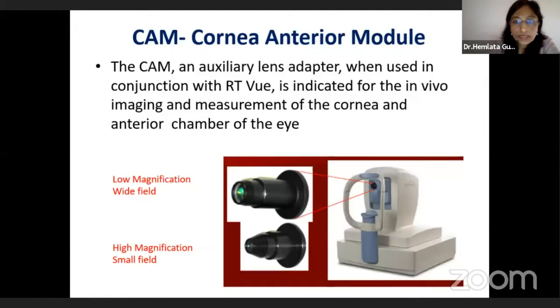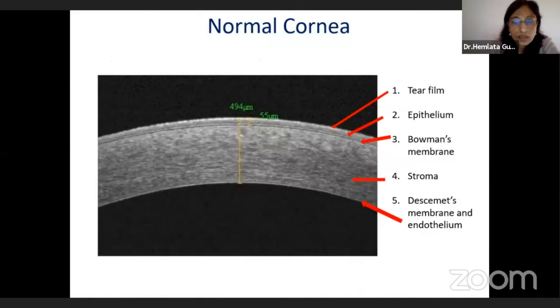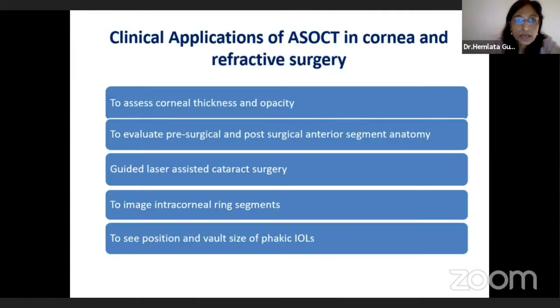Now, if we are using retinal scanners to image the anterior segment, you need to use adapter lenses that come as a separate attachment from the company. And then you can visualize different areas like the anterior chamber angle or cornea, depending on which kind of lens you're using. So you can visualize beautifully all the layers of the cornea, starting from tear film to Descemet membrane and endothelium.